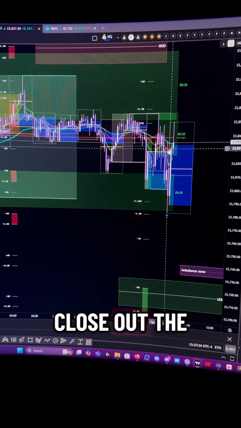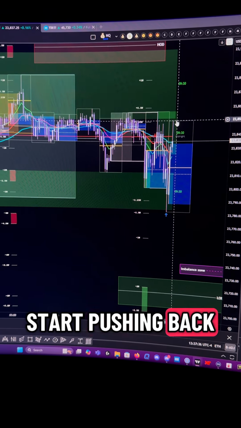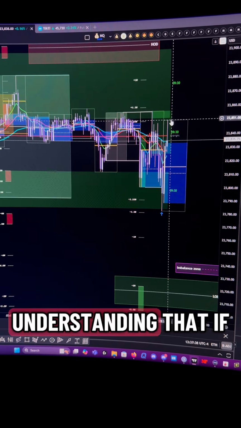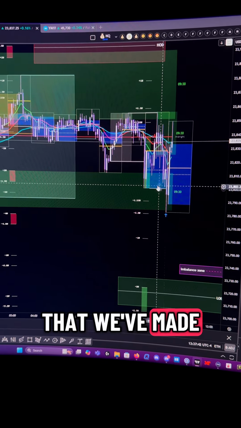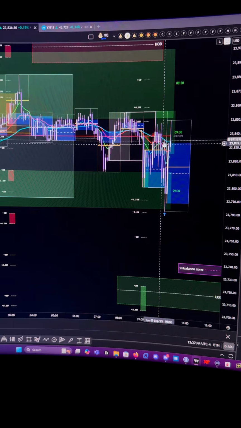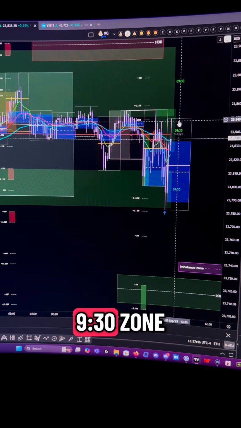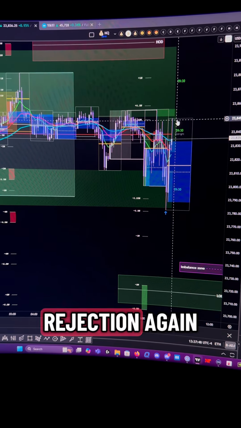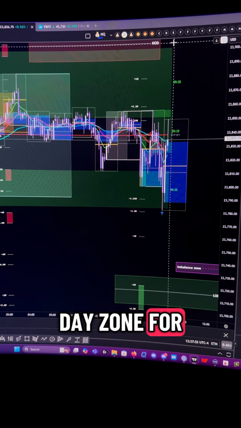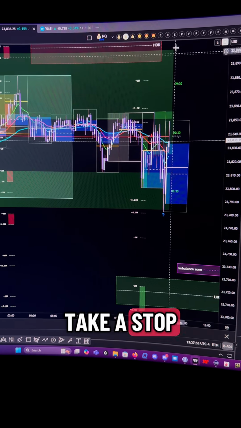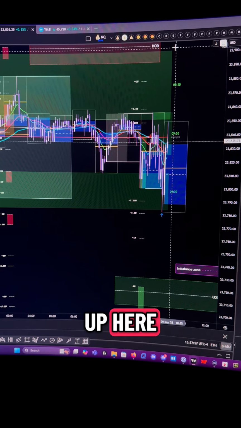So we can close out the trade before we start pushing back into this 930 zone, because we really don't want to give up the money that we've made. Understanding that if we miss the initial short, this is the place to short, in this 930 zone. We want to find rejection. Again, understanding we could still pop into this high of day zone for either an add, or we could take a stop up here and just try to catch it again up here.